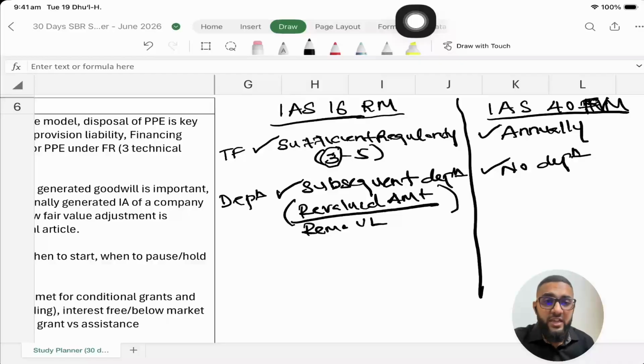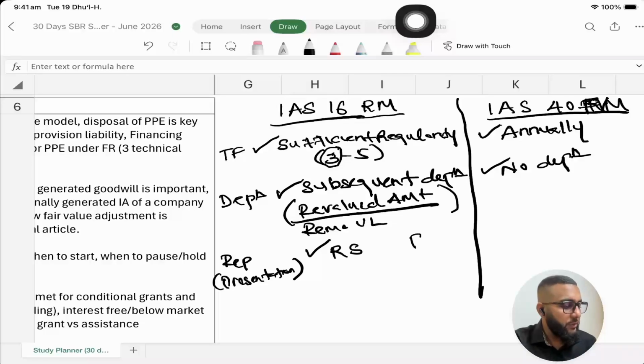And then the third aspect where the difference comes in is from the reporting angle, the presentation. When I talk about the IAS 16 revaluation model, there are two ways in which the revaluation assessment would work. Either there would be a revaluation surplus or there will be a revaluation loss. The revaluation surplus will be recognized through OCI and the revaluation loss will be recognized through P&L. Now, this is conditional to the remainders in those particular presentation areas.